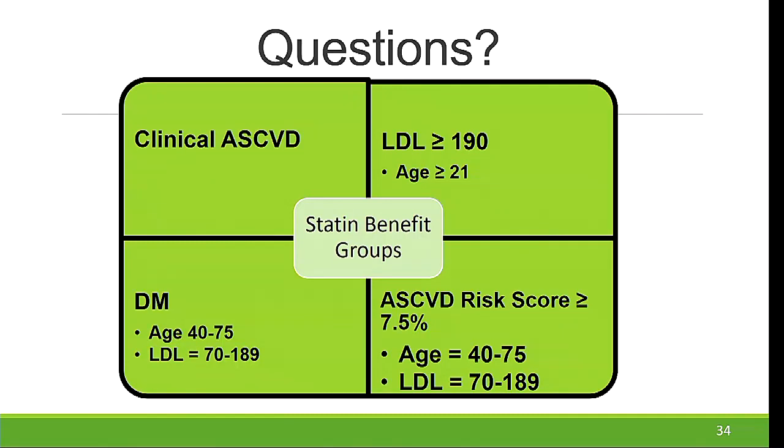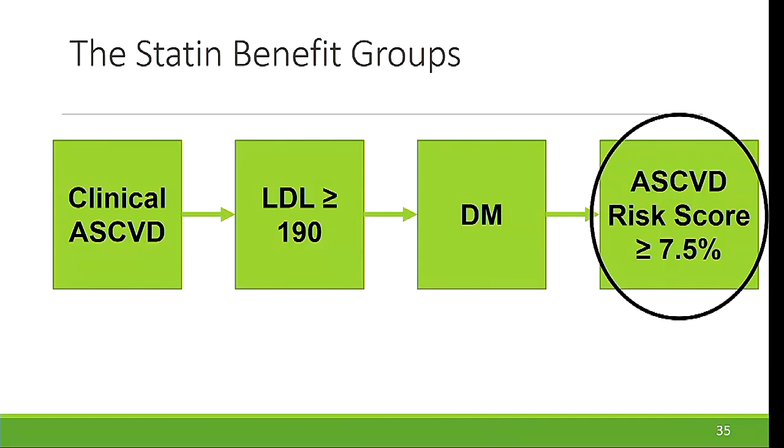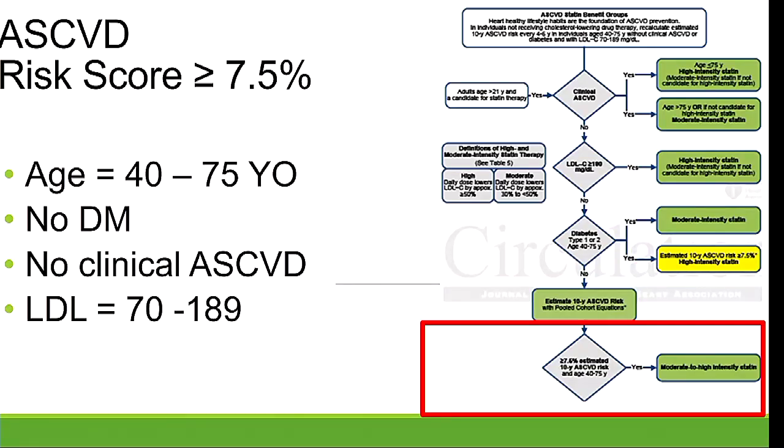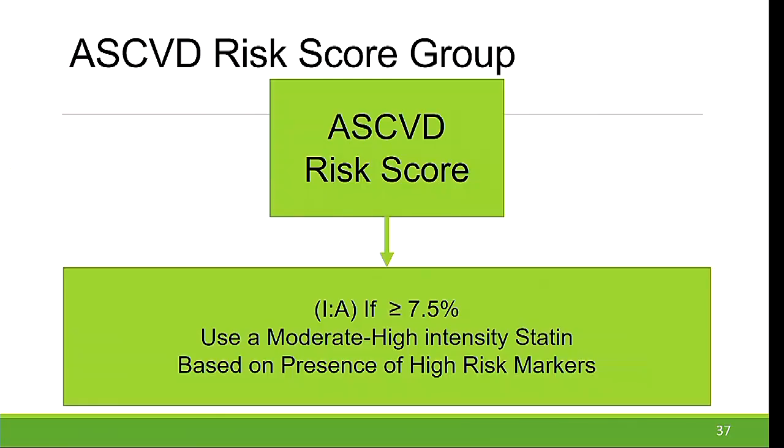And then you've got the next group, which we're going to get into, which is the ASCVD risk score over 7.5% group. These patients, again, are aged 40 to 75, just like diabetes. They have no diabetes, they have no clinical ASCVD, and their LDL is between 70 and 189. These exclusion criteria make sense when you look at the progression of intensity. When I learned it, we just knew 40 to 75 and no ASCVD, and we were like, okay. So I'm trying to help out as much as I can on determining the groups.